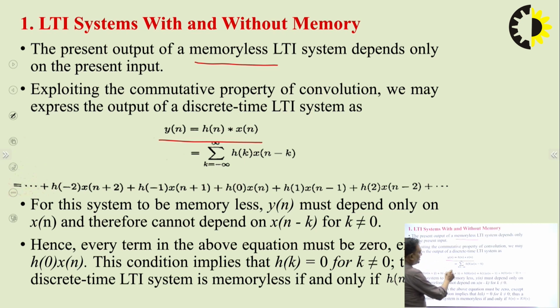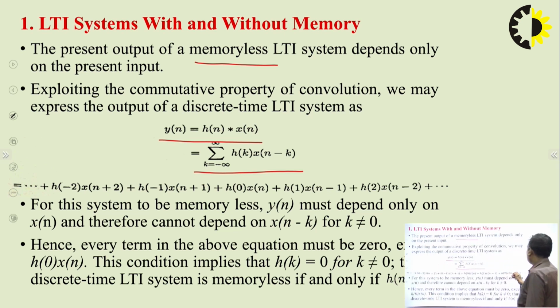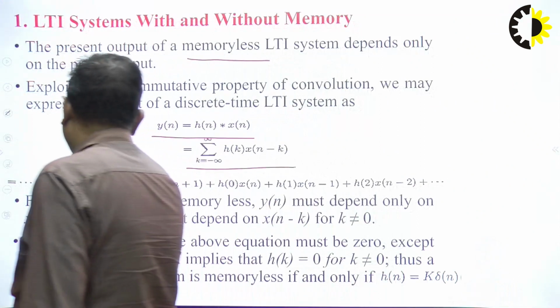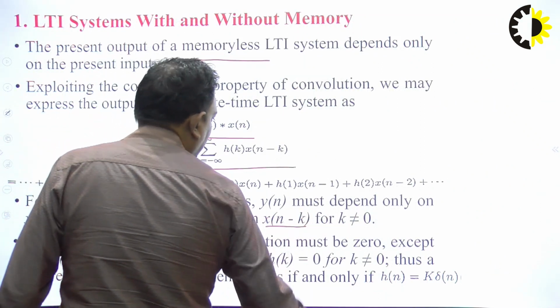So we will now expand this: summation of h[k] x[n minus k], k equals minus infinity to infinity. We will see we have the values h[minus 2], these values coming from minus infinity: h[minus 2] x[n plus 2], h[minus 1] x[n plus 1], plus h[0] x[n], plus h[1] x[n minus 1], plus h[2] x[n minus 2], and so on. So in this system, for the system to be memoryless, what should be there? The output y[n] must depend only on x[n], and therefore cannot depend upon x[n minus k] for k not equal to 0.